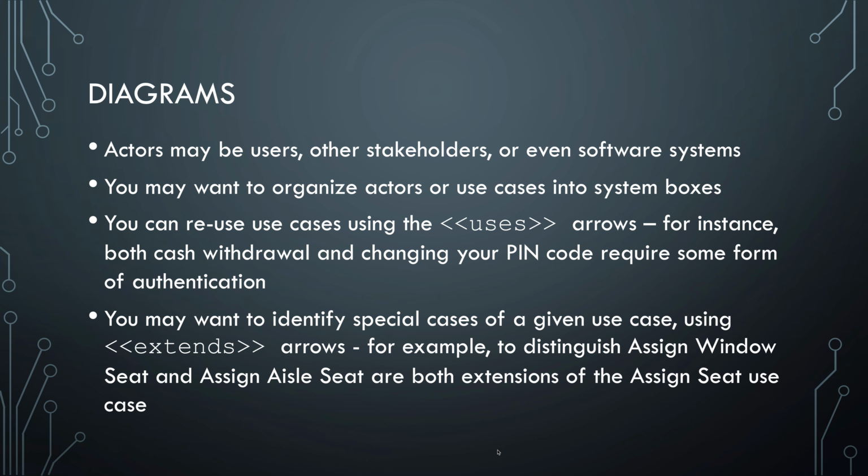Actors are anyone involved in some way in the system. Even other software systems can be actors themselves. You can organize actors and use cases into system boxes to provide structure. You can also have use cases that reuse other cases. For example, there might be a login use case which is used by other use cases. You can also identify special versions of a particular use case. For example, a generic assign seat use case can be used for assigning both window and aisle seats.